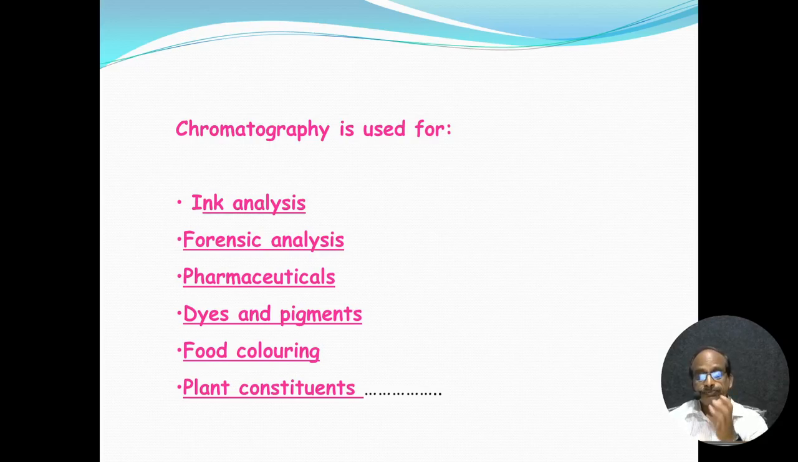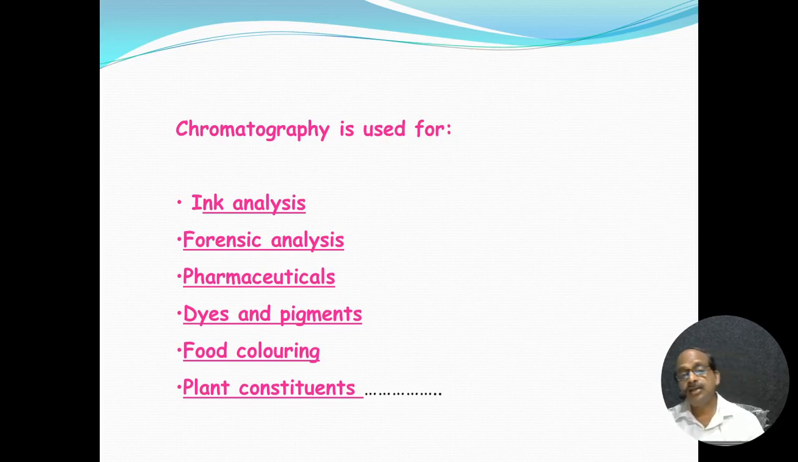We have to identify that component, maybe synthetic colors, maybe food colors, how much quantity is present, and whether there is anything harmful in that food color in the living system. We have to analyze that color by using this technique, which is the most useful nowadays. Is there any food poisoning, and how does the poisoning occur in human beings through that food?